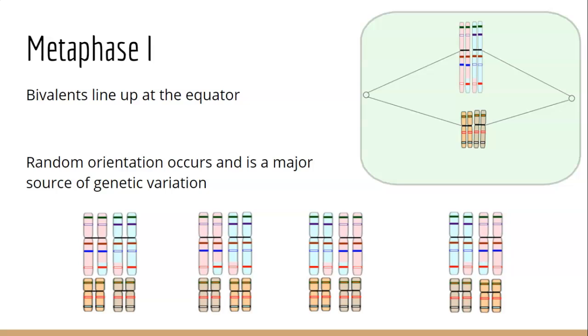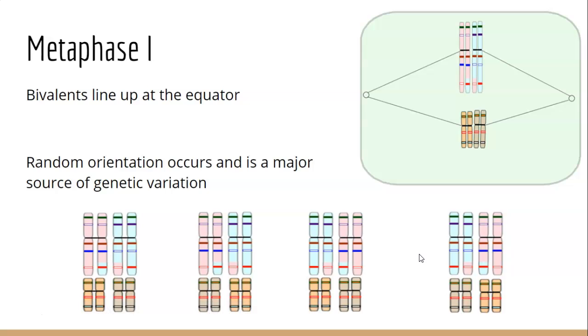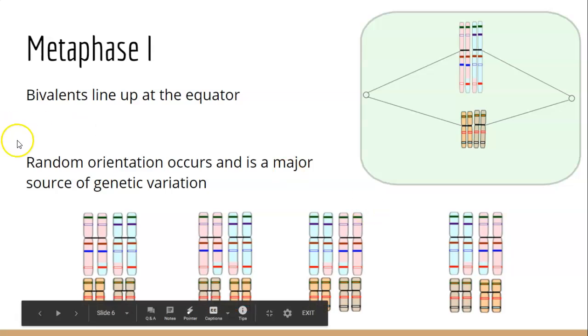After prophase 1, you go to metaphase 1, where the bivalents line up at the equator and random orientation occurs. Random orientation is the idea of the homologous chromosomes lining up in any random order. And you can see that at the bottom. I have this pink one, and then blue, and then orange, and then purple. But in this next one, the orange and purple have swapped places. In the next one, the blue and pink have swapped places. So it doesn't matter how these bivalents line up at the equator, but how they do is totally random, and that's the definition of random orientation.